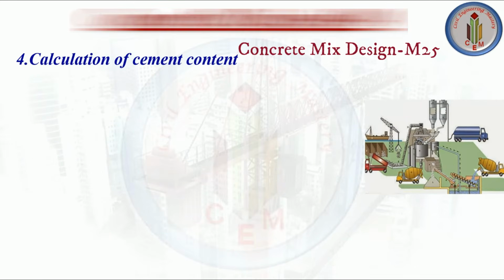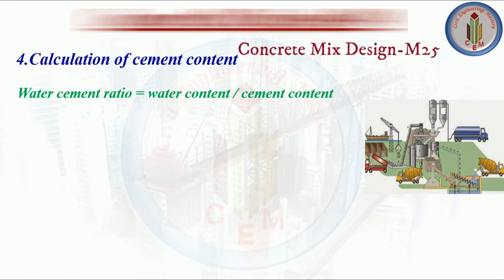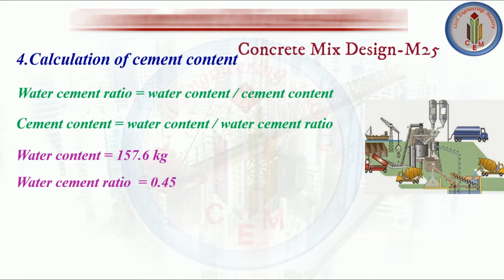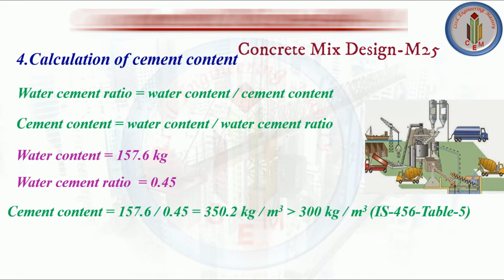Next, let's calculate cement content. Water cement ratio is equal to water content divided by cement content. So we know the water content and water cement ratio, and from this we need to find out the cement content. So cement content is equal to water content divided by water cement ratio. Water content, we have calculated as 157.6 kg. Water cement ratio is 0.45. So cement content is equal to 157.6 divided by 0.45.